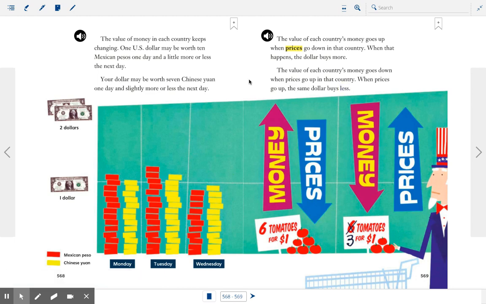The pictograph shows you how the worth or value of paper money changes every day. Sometimes this is difficult to understand. You might have to go back and reread. Let me help you. When prices go down, the value of the money goes up. When the prices go up, the value of the money goes down.